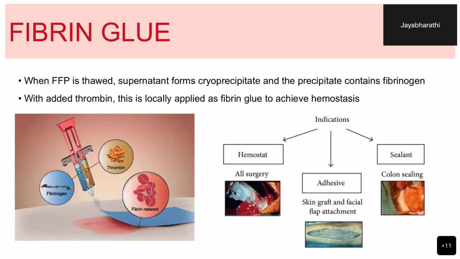When FFP is thawed and the supernatant removed, it forms cryoprecipitate, and the precipitate contains fibrinogen with added thrombin. This is locally applied as fibrin glue to achieve hemostasis. Indications are as a hemostat for all surgeries, as an adhesive for skin gaps and facial flap attachment, and also as a sealant for colon sealing.